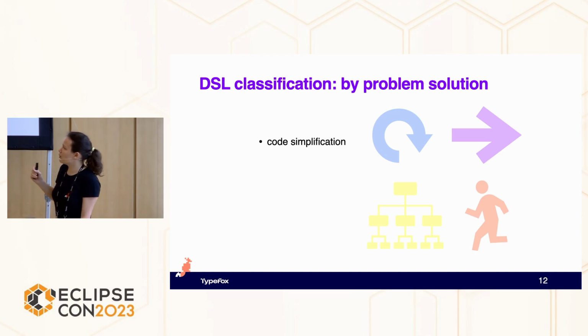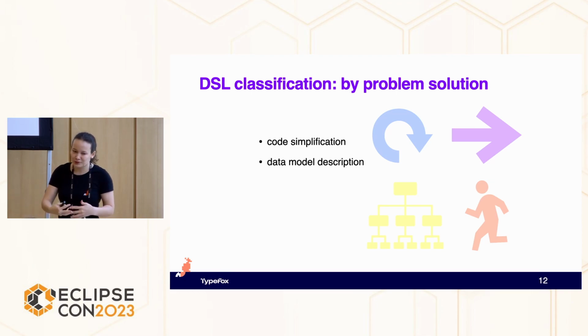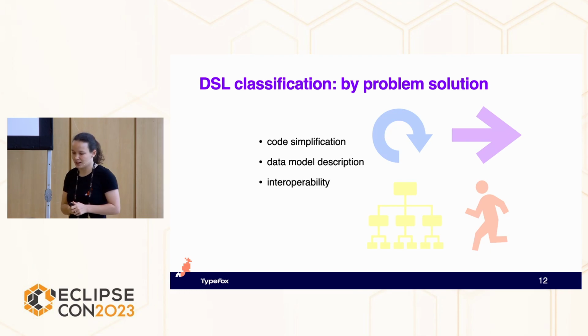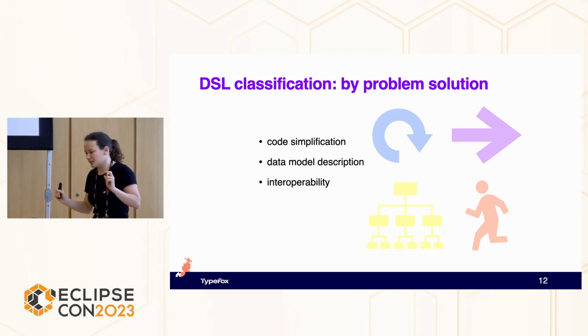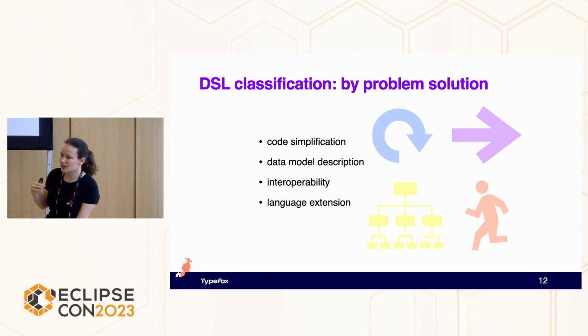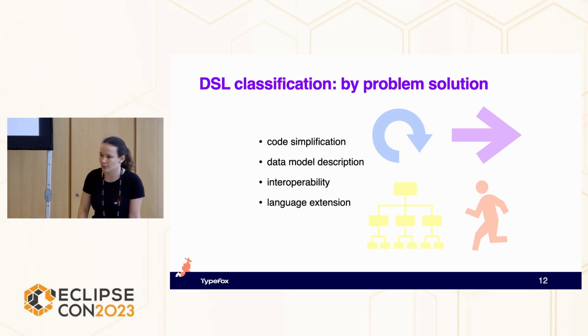The next thing is data model description, when you need to describe your data and then generate some code out of it. So it's also a case. Interoperability, that's when you want to share data of your DSL and some other language, maybe even a GPL. The last thing is language extension, when you literally want to extend an existing language with some new functionality.